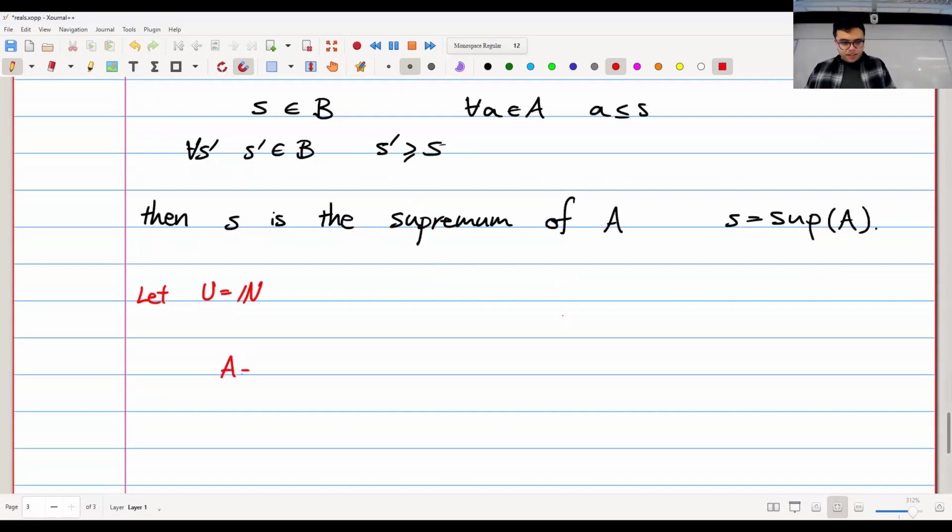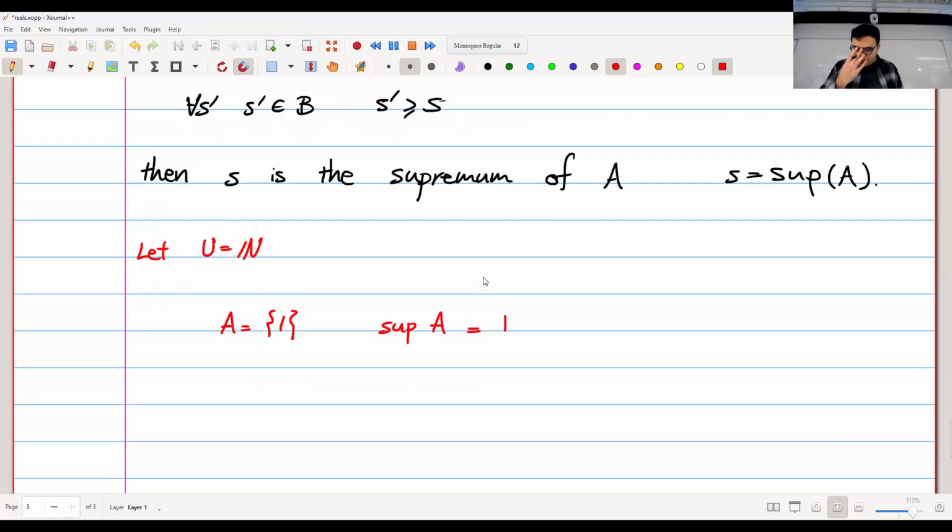So let's say A is just the set consisting of 1. What is the smallest upper bound of A, the supremum of A? It's just 1. And as you see, it's in A itself. So in this case, the supremum of A is the same as the maximum of A. And that's how I can define maximum: the maximum of a set is its supremum if the supremum happens to also be a member of the set.